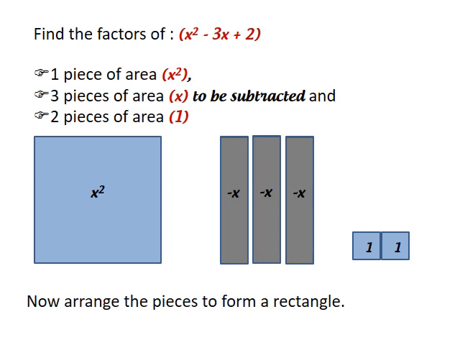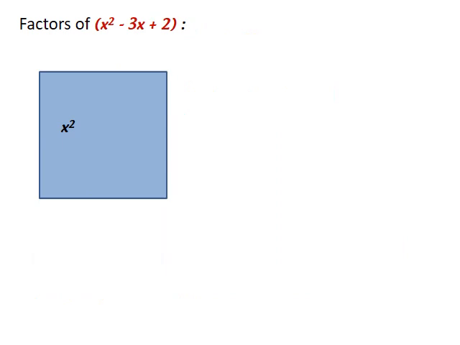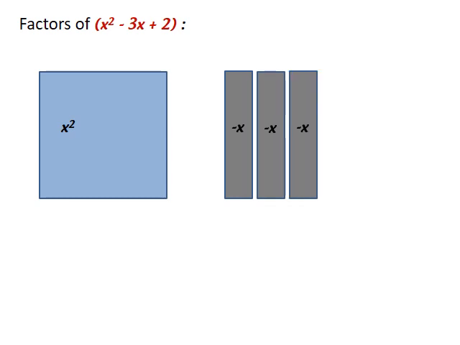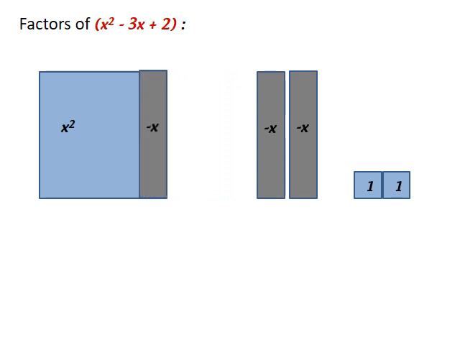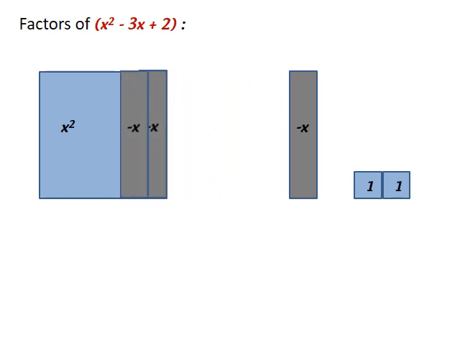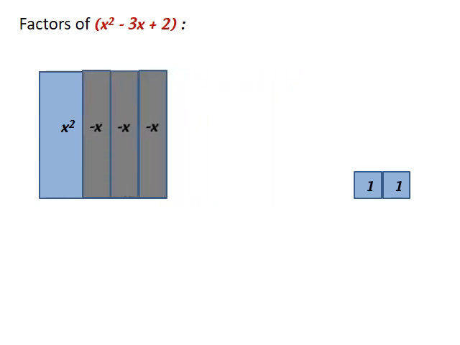So is it possible for us to make a rectangle out of these? So let us try to create the rectangle. So we have one piece of x square, we have 3 pieces of x minus x, and 2 pieces of 1. So let us try to see if we can form a rectangle. So I have subtracted minus x from x square. I'm subtracting one more minus x and the third minus x.